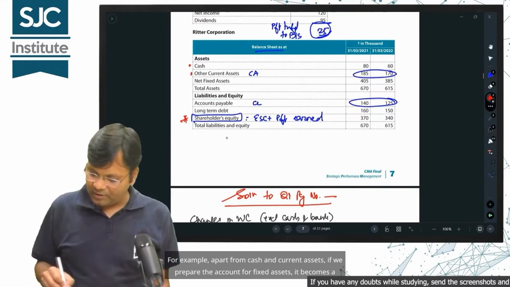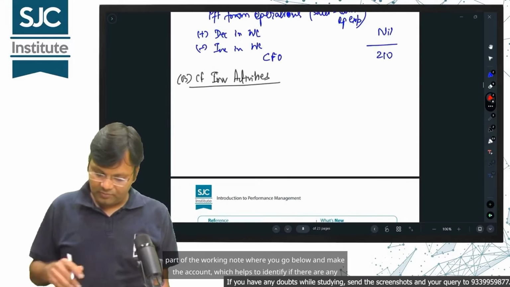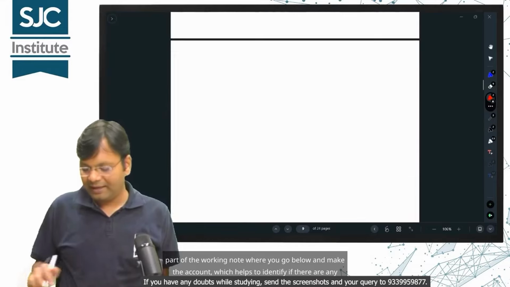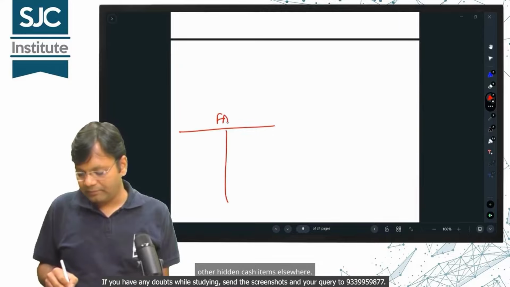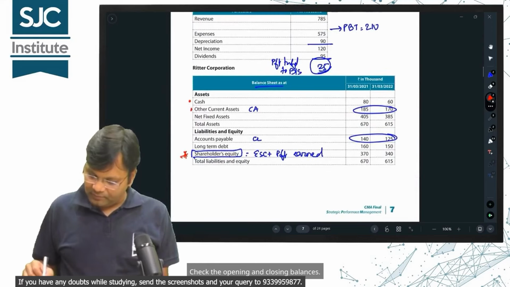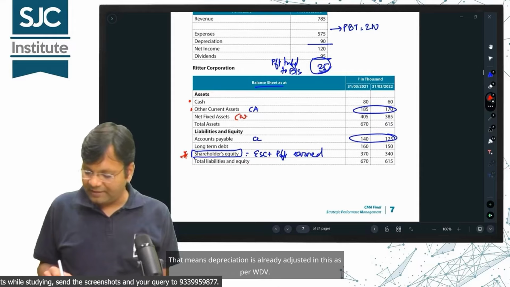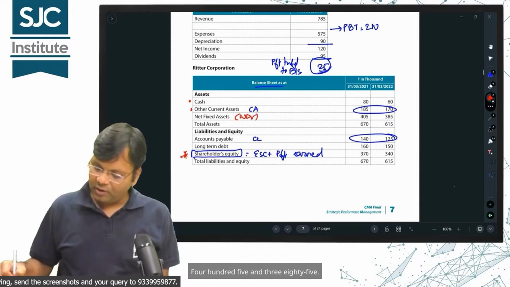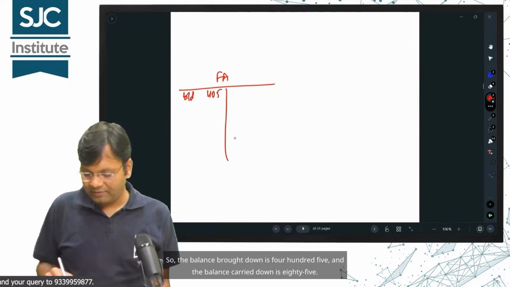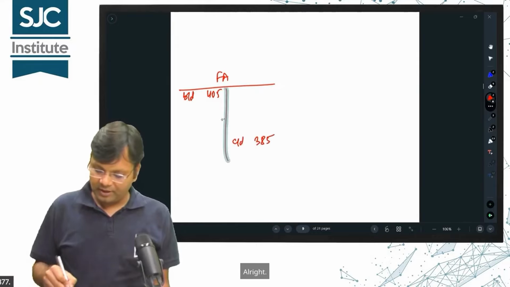For example, apart from cash and current assets, if we prepare the account for fixed assets, it becomes a part of the working note where you go below and make the account, which helps to identify if there are any other hidden cash items elsewhere. We have opened the fixed asset account. Check the opening and closing balances. You are given the net fixed assets. That means depreciation is already adjusted in this as per WDV. 405 and 385. So, the balance brought down is 405 and the balance carried down is 385. Alright.